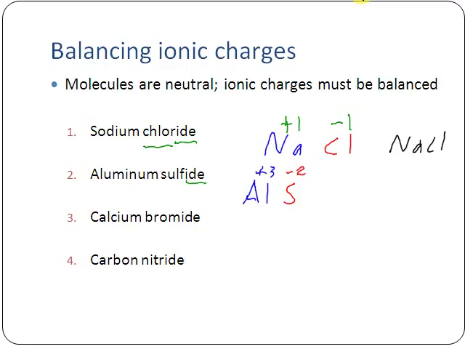And so the question is, how do we get these to balance out? Because unlike the sodium chloride we saw before, 3 and 2 do not add up to 0. And so to do this, what you want to do is look for the least common multiple.